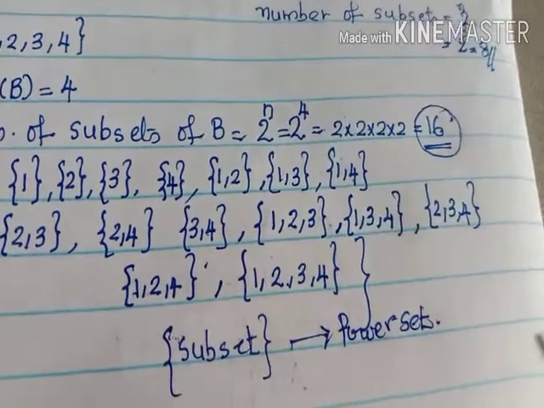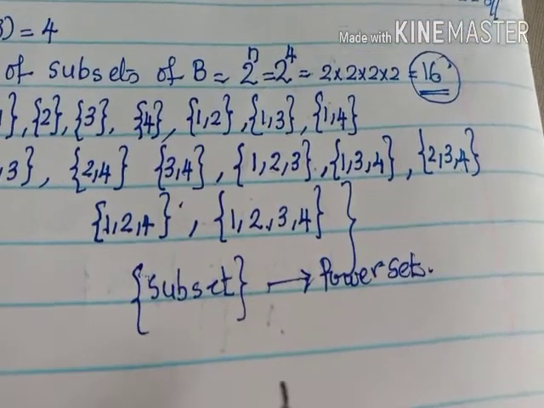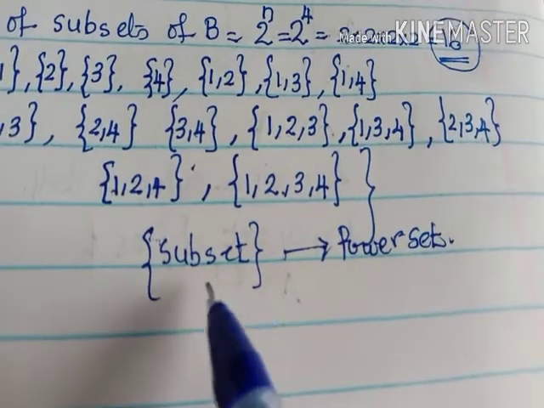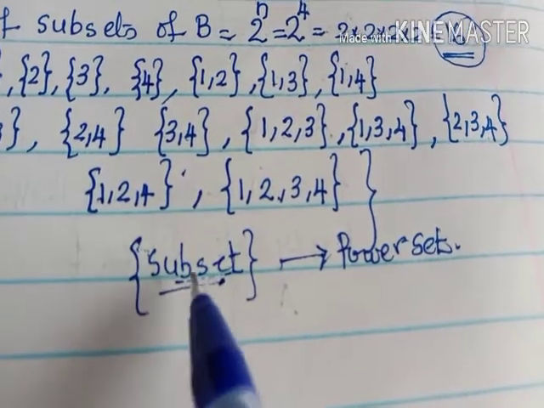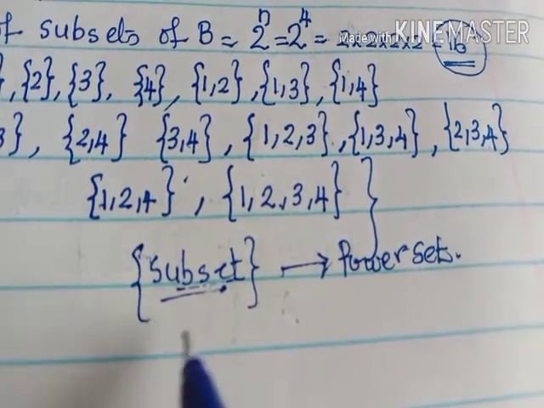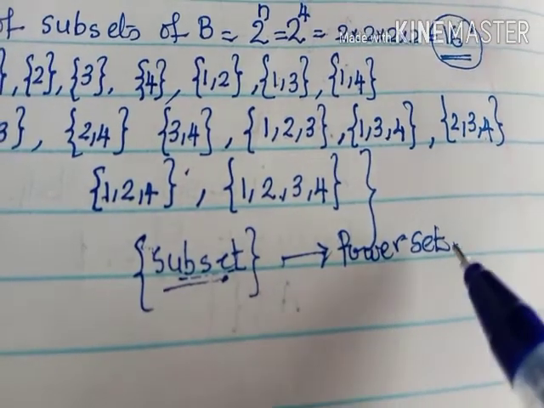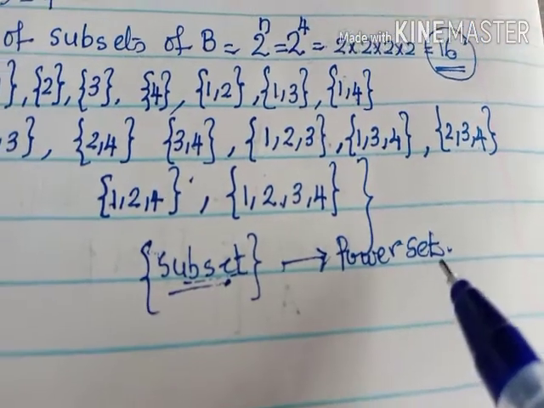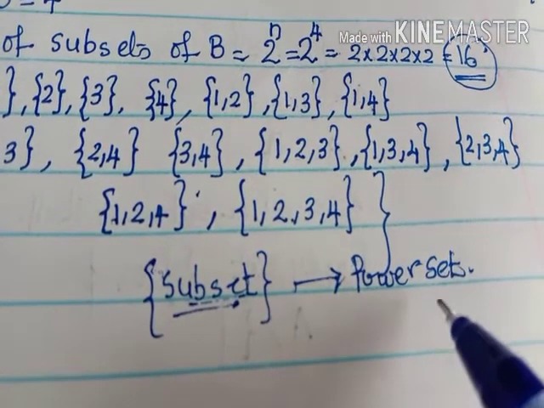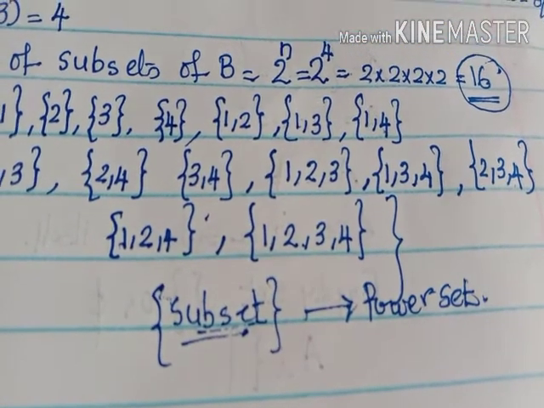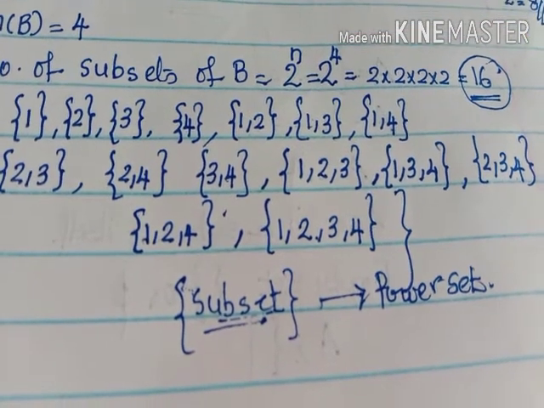Suppose we have a question: write down the power set of a set. In this case, first we have to write the subsets and insert all these subsets in braces. It's clear? So we can easily find the subsets. So these are subsets, supersets and power set. I hope it's clear to you.